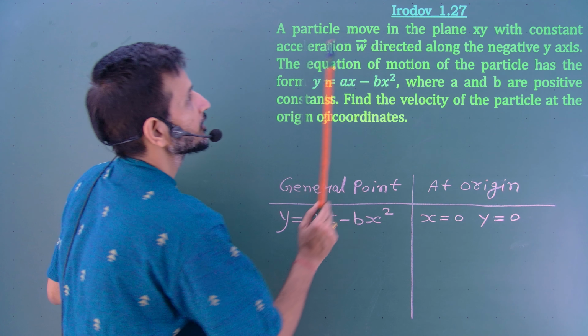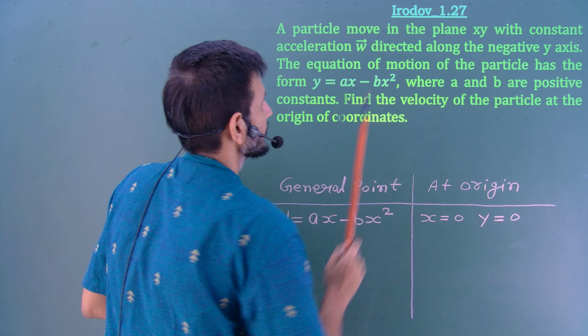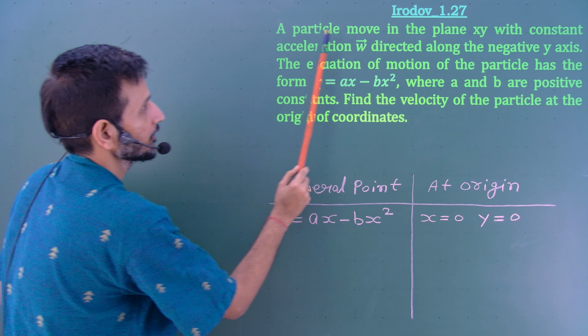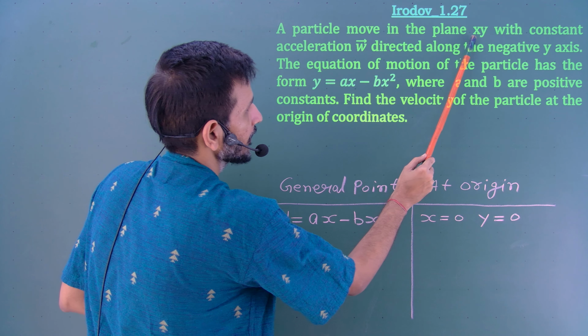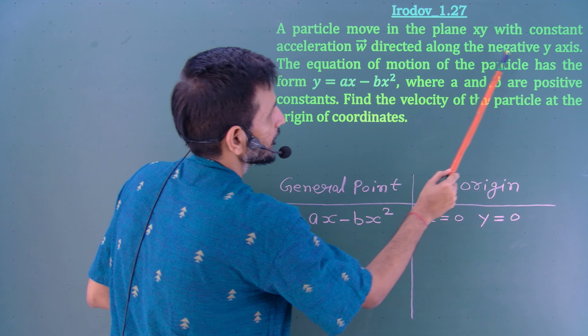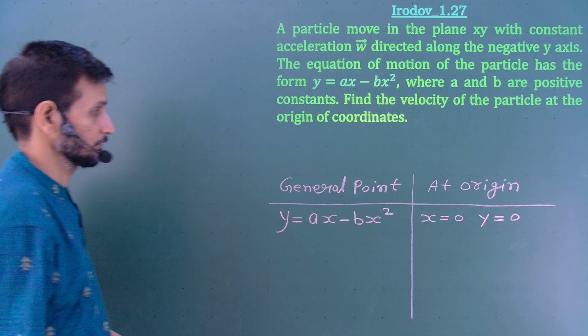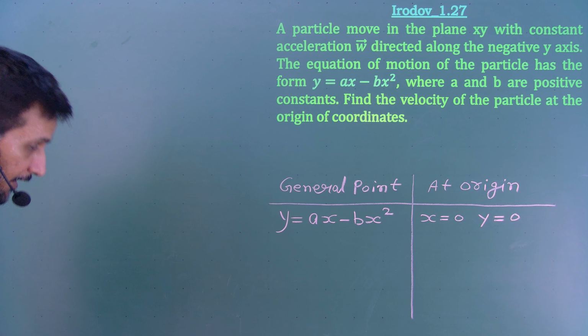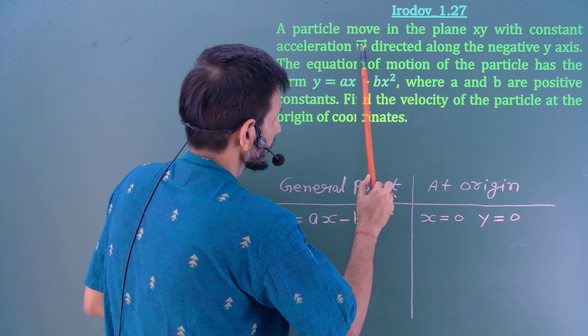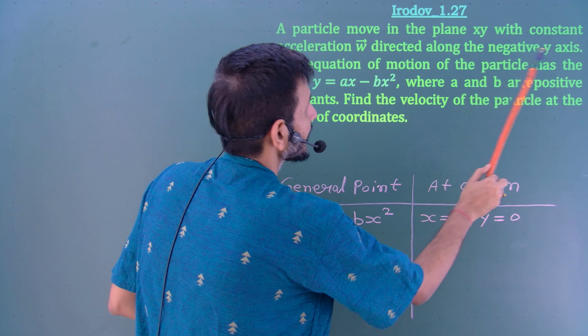Students, let us solve this Irodov problem 1.27. This is a very tricky question. A particle moves in the plane xy with constant acceleration w directed along the negative y axis. What is given is that the acceleration of the particle is only directed in the negative y direction.